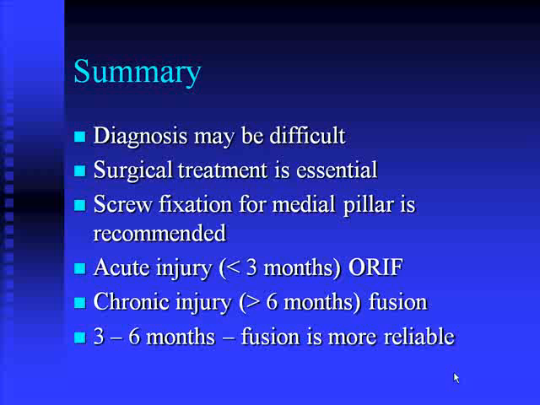I think acute injury less than 3 months, we continue to treat by open reduction internal fixation. Chronic injury greater than 6 months, fusion. 3 to 6 months, I think fusion is more reliable. And increasingly, we're thinking of arthrodesis as the primary operation, even for the acute injury.